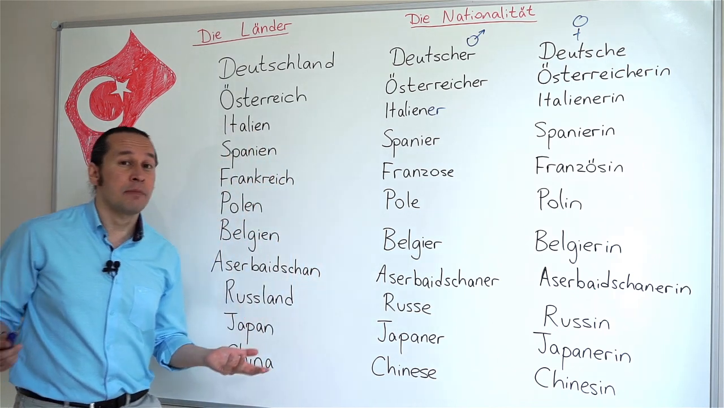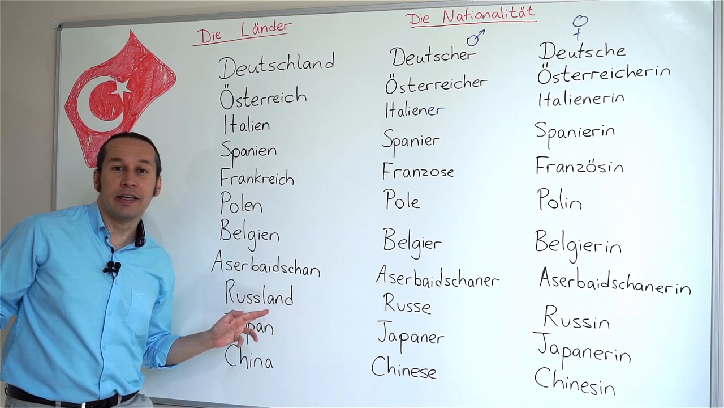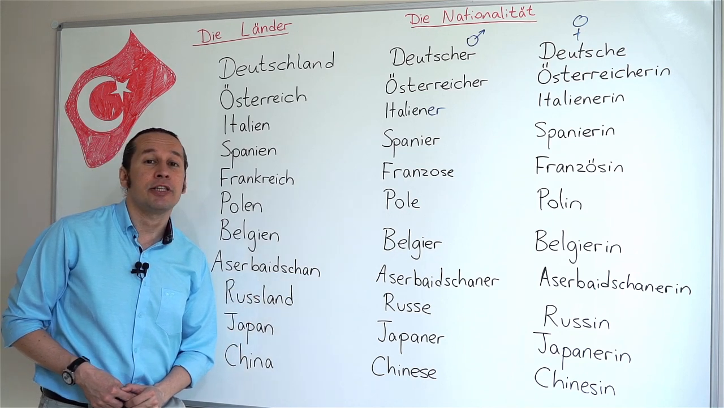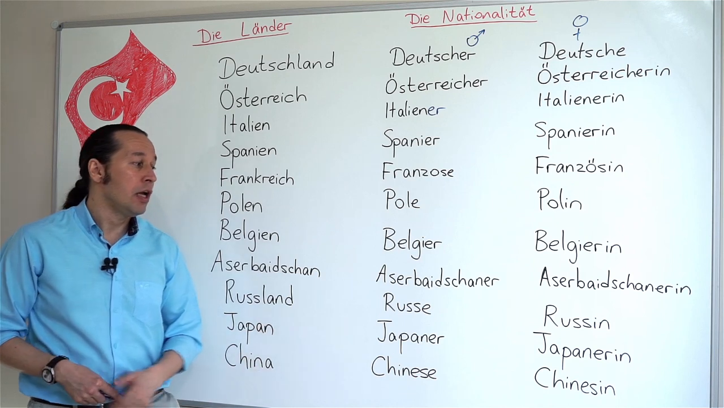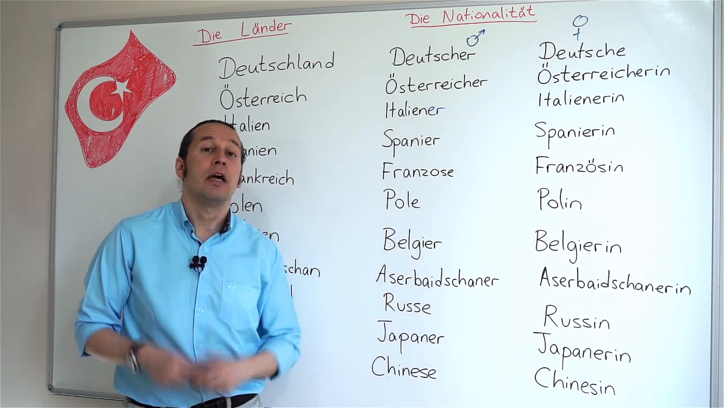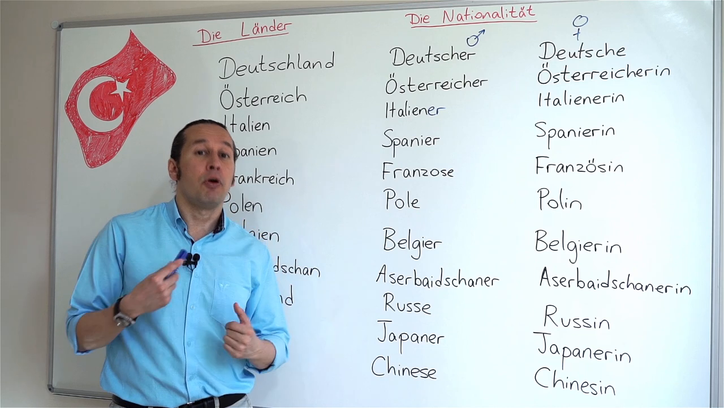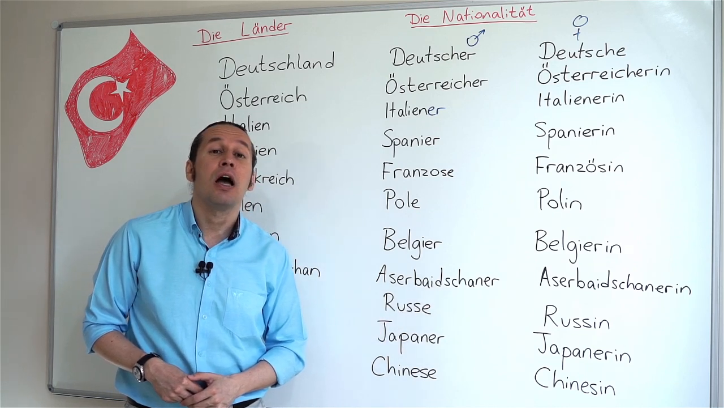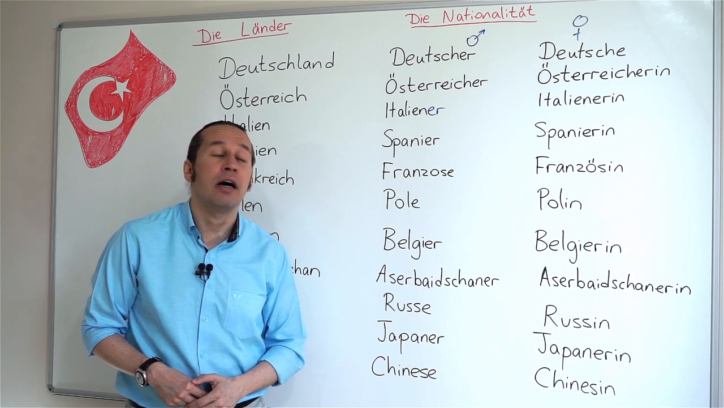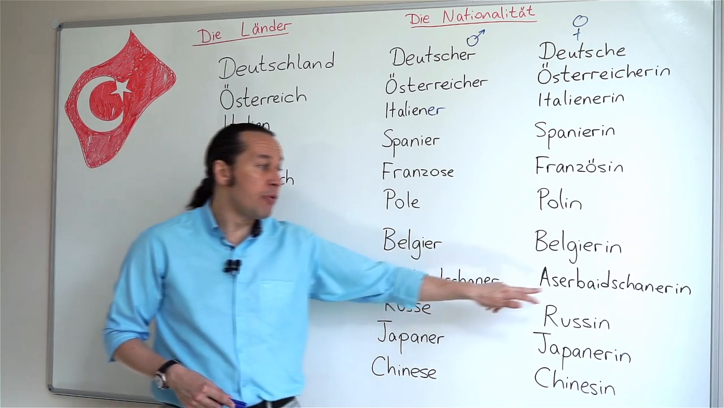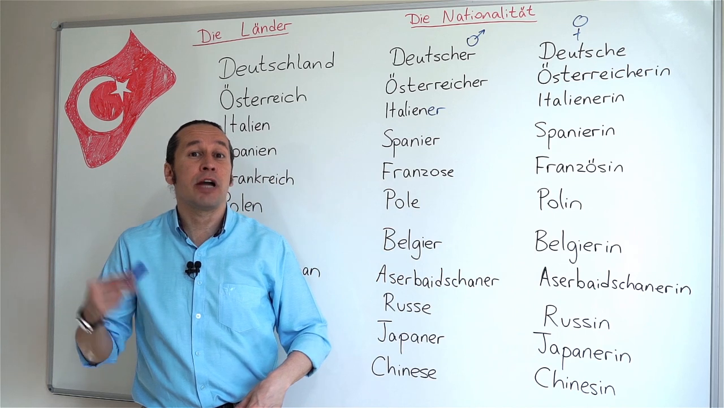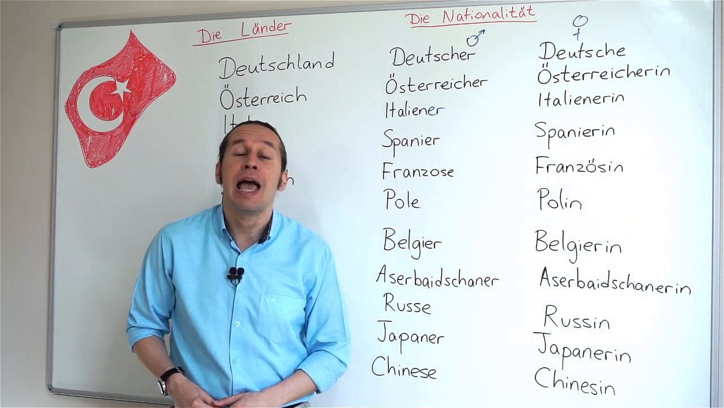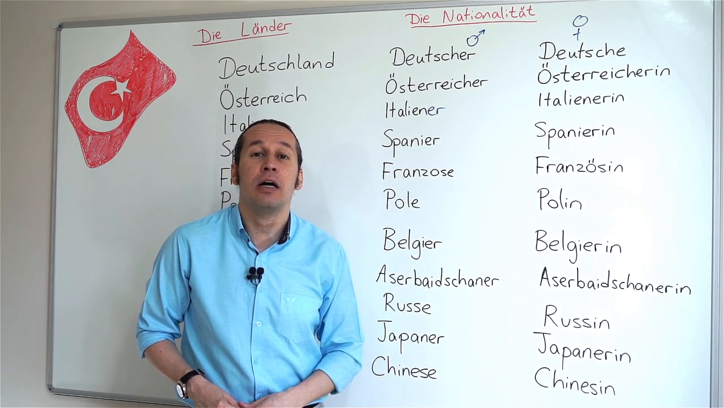If I say Azerbaijan, just like in English, I will say Aserbaidschan. Aserbaidschan for Azerbaijan. If that's an Azerbaijani person, a male, I'll say Aserbaidschaner. And for the female person, an Azerbaijani, I'll say Aserbaidschanerin.